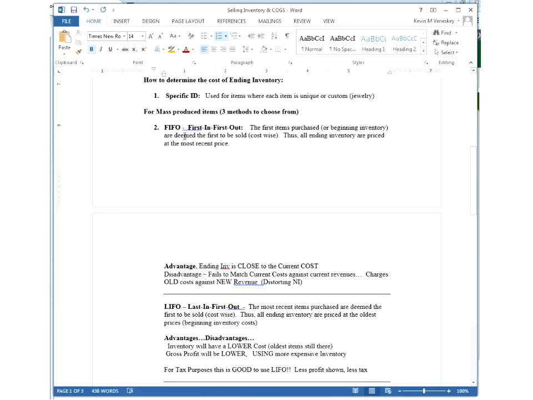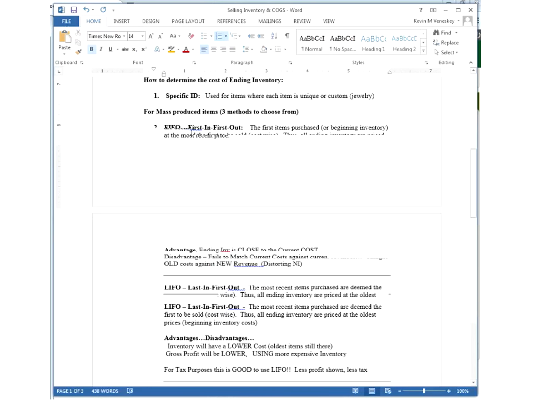For all these other items that are mass-produced, the company has got to pick, and they do pick, and any one of them is allowed. They're fine to do. You just pick one, and you generally will stay with it. Because if you change, you are allowed to change, but it becomes very messy, and you have to go back and report prior years, so it gets to be expensive because there's a lot of time involved.